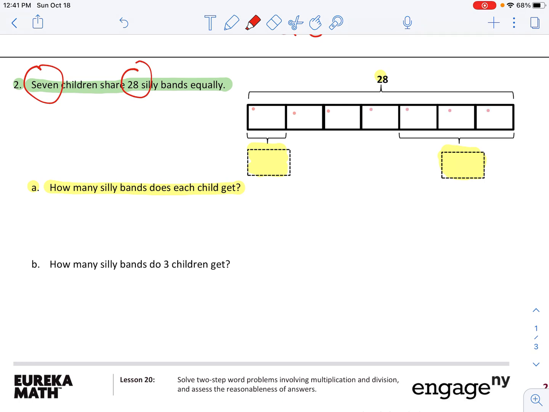1, 2, 3, 4, 5, 6, 7, 8, 9, 10, 11, 12, 13, 14, 15, 16, 17, 18, 19, 20, 21, 22, 23, 24, 25, 26, 27, 28. If you count that up, each person got 4 silly bands. How many silly bands does each child get? They get 4 silly bands.